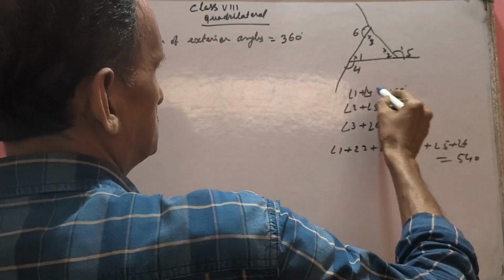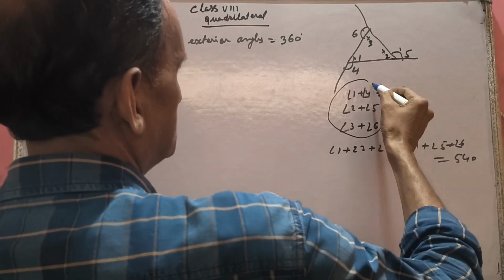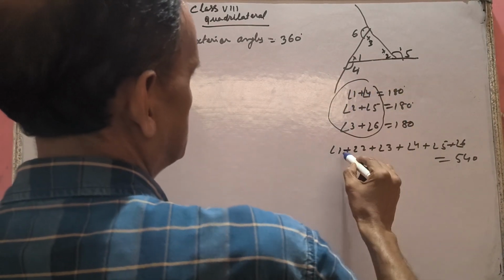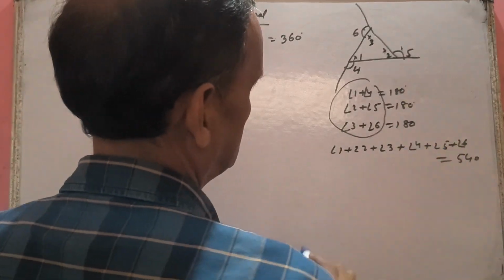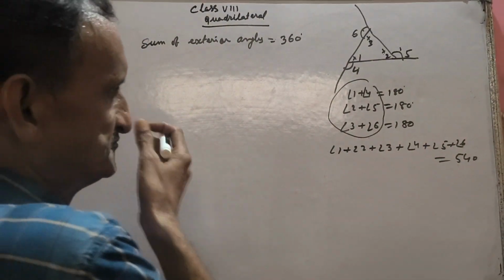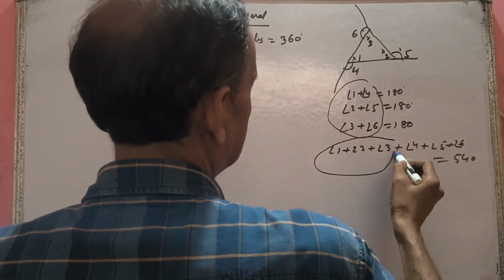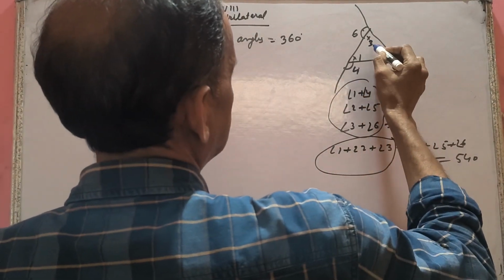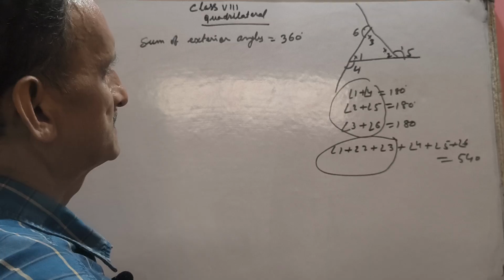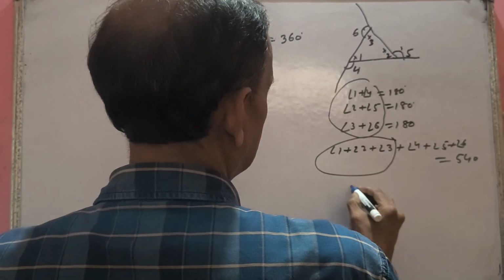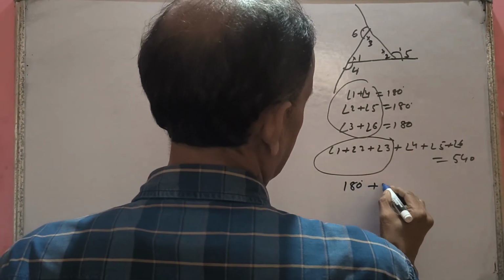When you add all these equations on the left side, you add the 1, 2, 3, 4, 5, 6 angles, and these can be added clearly. What is 1 plus 2 plus 3? 1 plus 2 plus 3 is the sum of the interior angles of a triangle, which you know is 180 degrees, the angle sum property of a triangle.